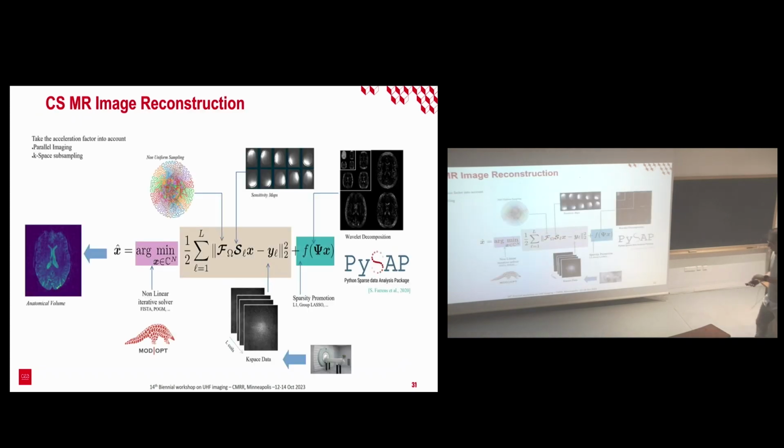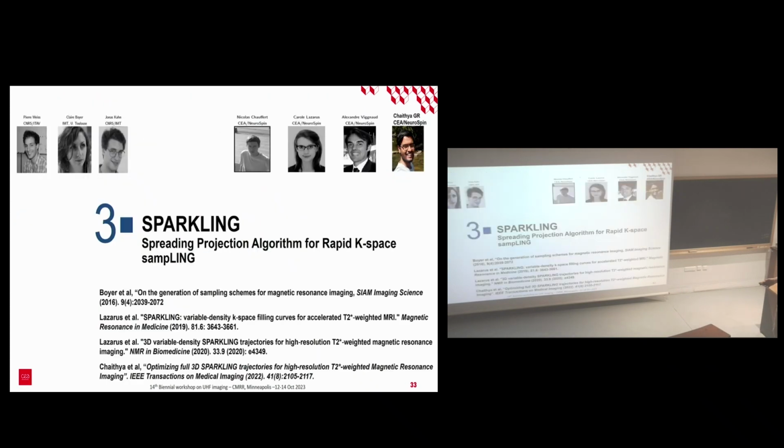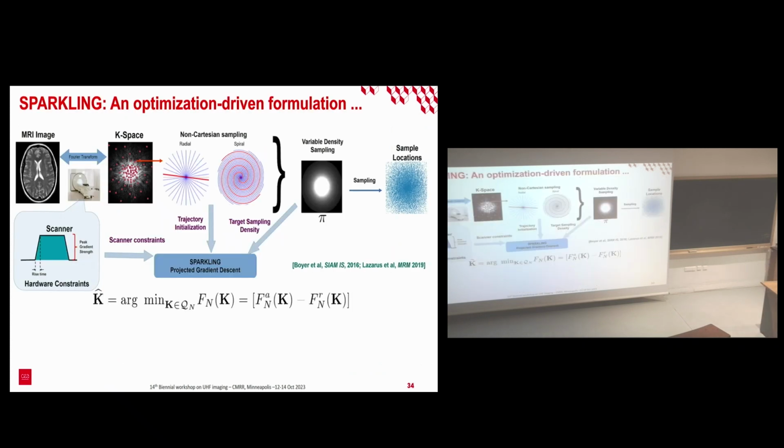So let's go. This approach is basically a summary of, I would say, 10 years of efforts. Summarized, this is 4 papers. SPARKLING stands for Spreading Projection Algorithm for Rapid K-Space Sampling. And I'm going to explain to you as simply as I can how it works, and don't hesitate to ask questions afterwards.